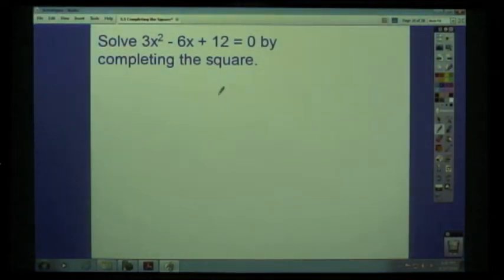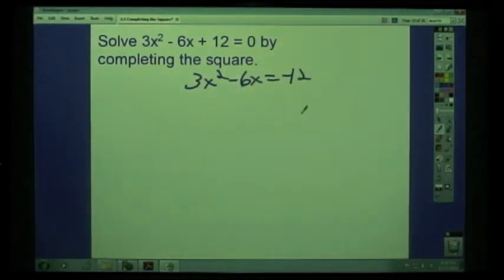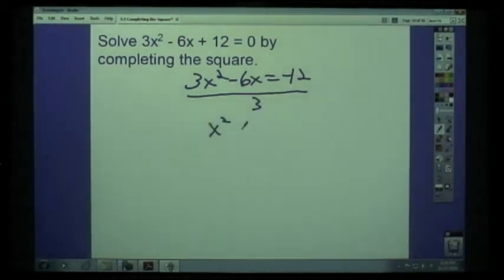Well, it's actually a lot simpler than it looks. Just like on the other problems, I always move my 12 over. When I realize something doesn't factor, I move that 12 over so I can start this process of completing the square. Then I divide everything by 3, and it gives me x squared minus 2x equals negative 4.